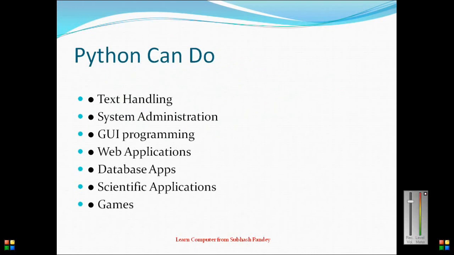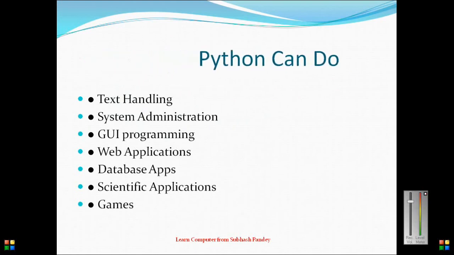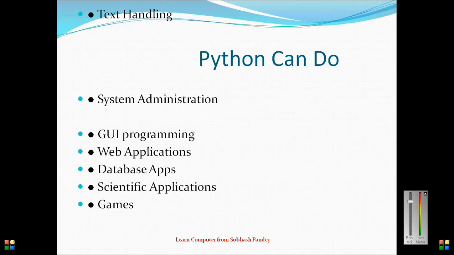Python can do text handling, system administration, GUI based programming, web applications, database apps, scientific applications, and more. Text handling is the easiest part of the Python language. In other languages, it's very difficult to manipulate text. It has a rich set of methods or functions through which you can manipulate text very easily. You can extract some part of the text from a string, you can capitalize it, you can search it, you can sort it. These functions are very easy to use.